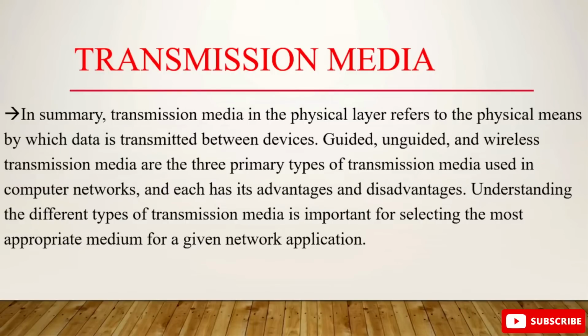In summary, transmission media is the physical layer that refers to the physical means by which data is transmitted between devices. Guided, unguided, and wireless transmission media are the three primary types of transmission media used in computer networks, and each has its advantages and disadvantages. Understanding the different types of transmission media is important for selecting.